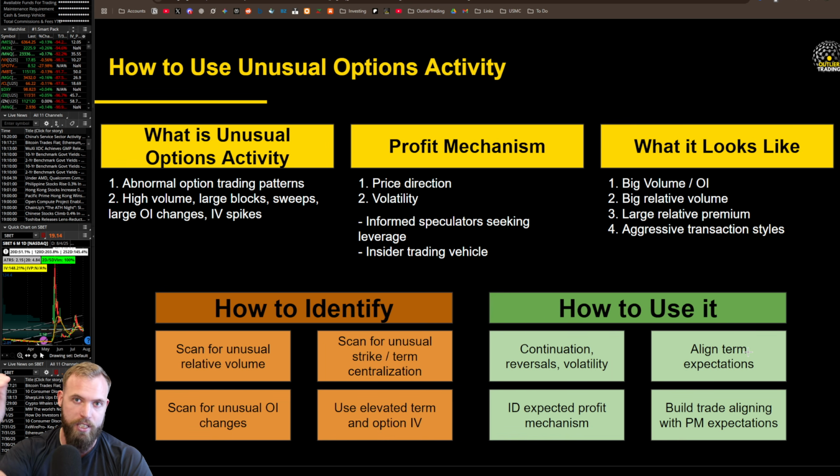Those big options that might be put on really far out in time could just be generally bullish bets on the idea that this thing is going to go up, versus something that's going on much nearer term. So the term of the unusual options activity matters a whole lot. With that in mind, we then build trades that align with our expectation based on the analysis that we've done. And then we find something that can help capitalize on that movement, which I want to give you an example of now.